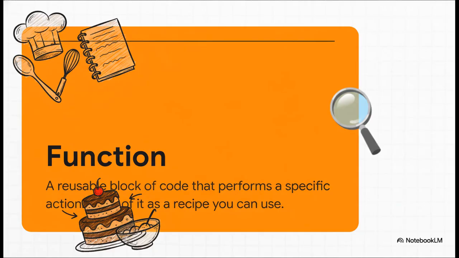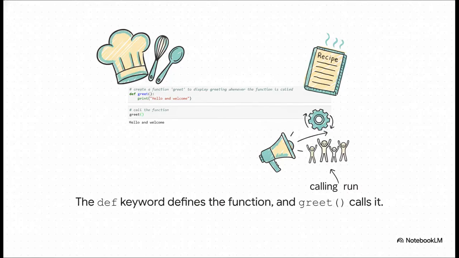So what is a function exactly? Well, the best analogy is a recipe. You write down the steps just one time, you give it a name, like chocolate cake, and then anytime you want that cake, you just follow the recipe instead of having to figure it all out from scratch every single time.